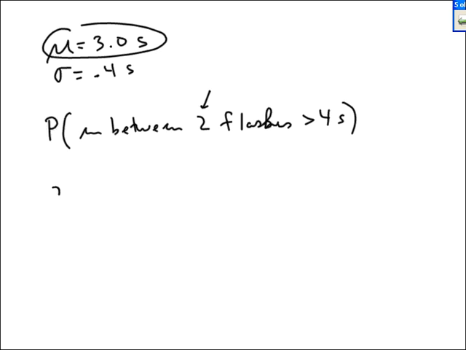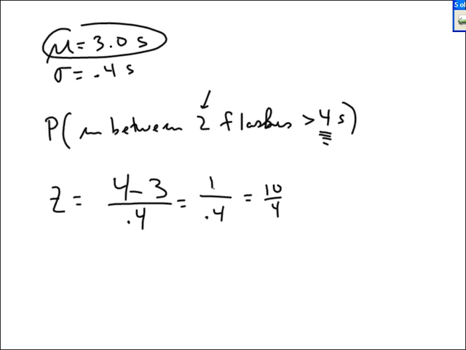Okay, so we know that z is x, which in our case is 4, minus the mean, which is 3, divided by the standard deviation. So this is 1 divided by a quarter, which I think is like 2.5, because this is 10 over 4. I just moved the decimals 1 place, and 10 over 4 is 2.5. So I look up 2.5.